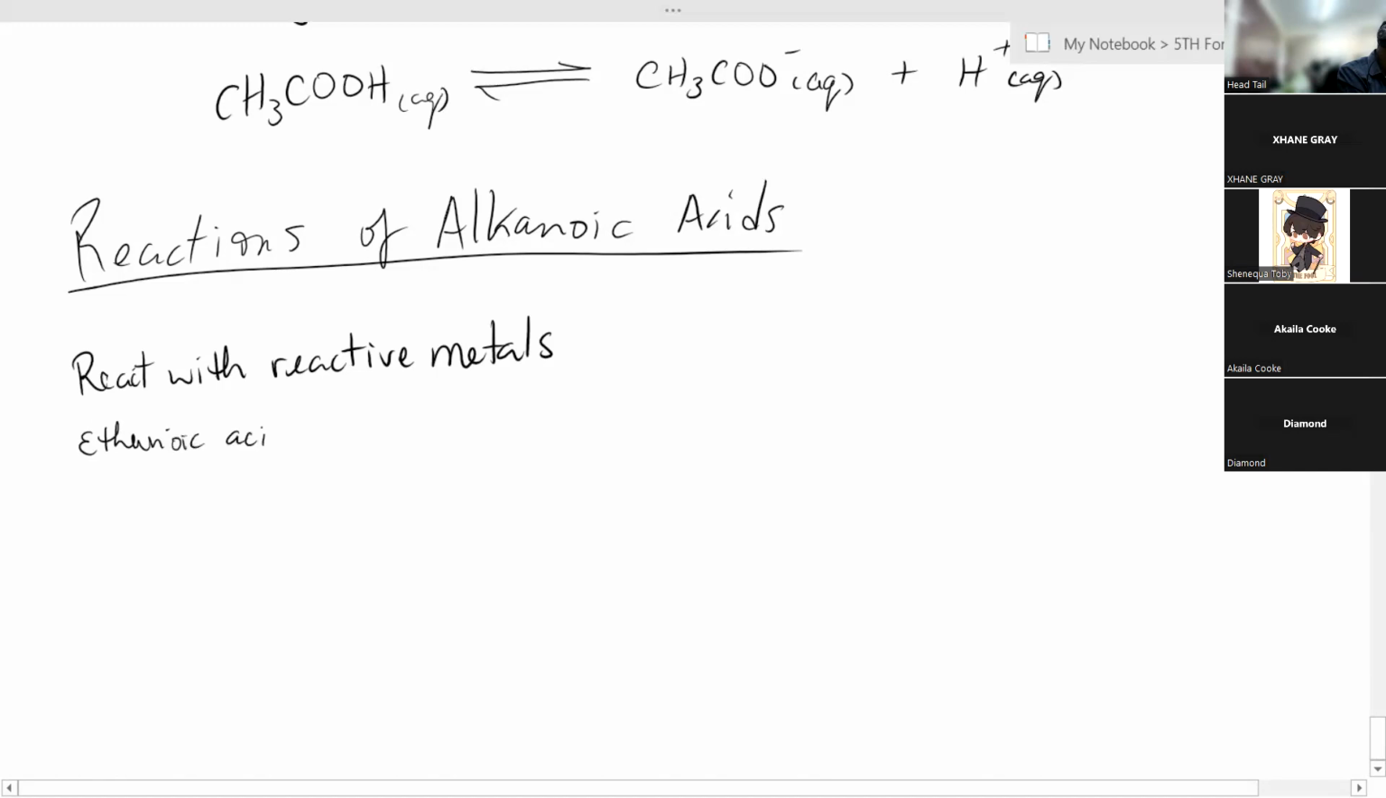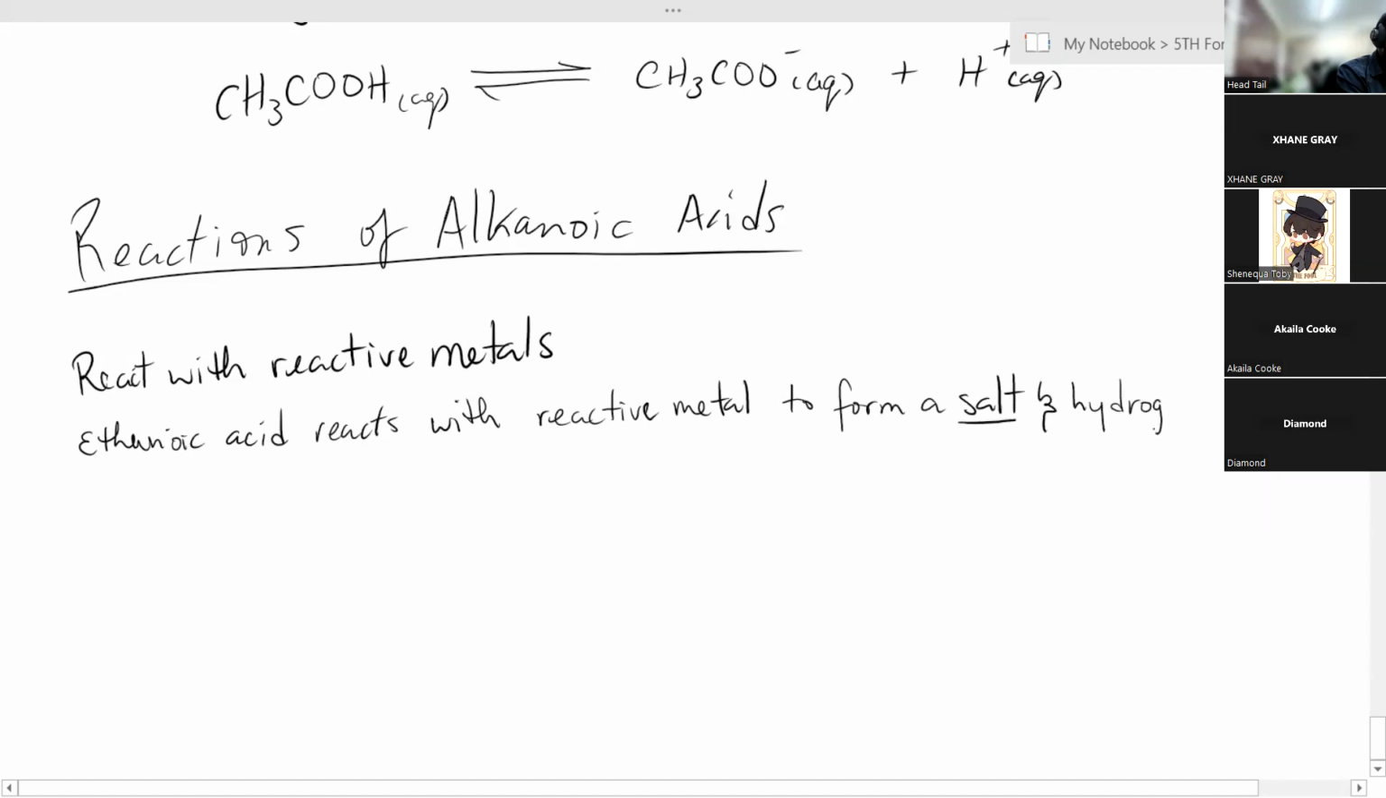ethanoic acid reacts with reactive metal to form a salt and hydrogen gas.